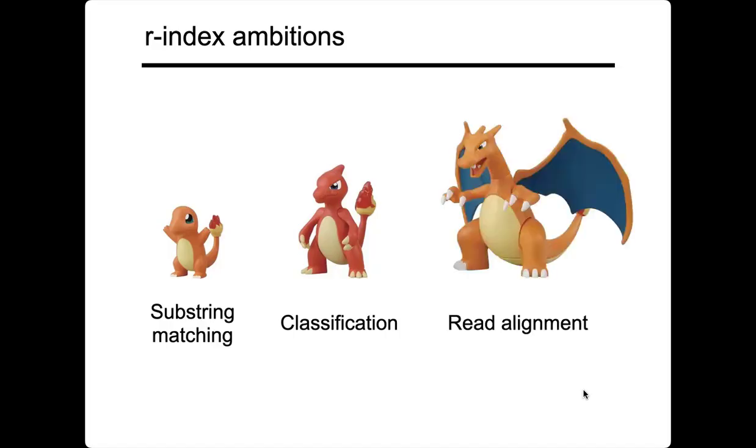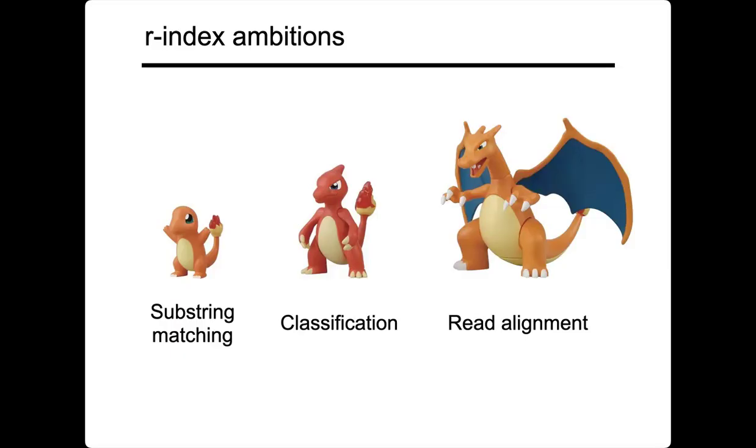And then ultimately, we want to be able to do read alignment. Like we want to be able to do the same things that Bowtie, BWA, Blast, and similar tools do, but in compressed space with respect to compressed indexes, pan-genome indexes.